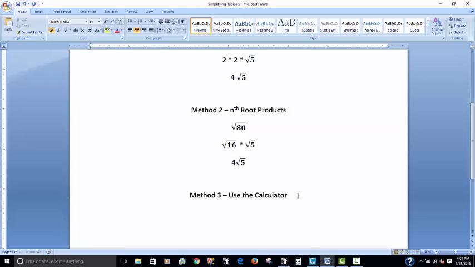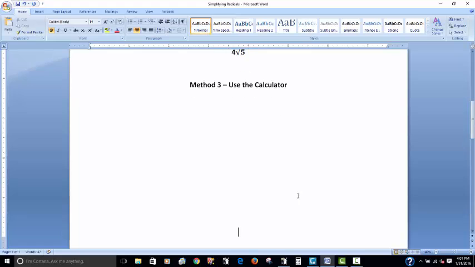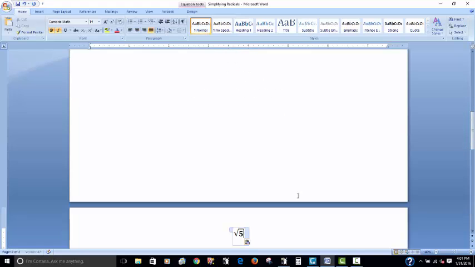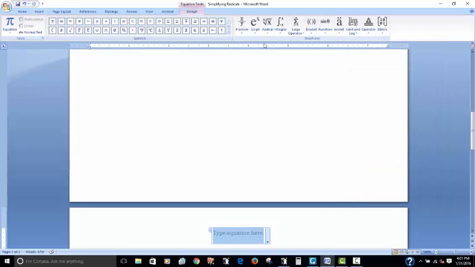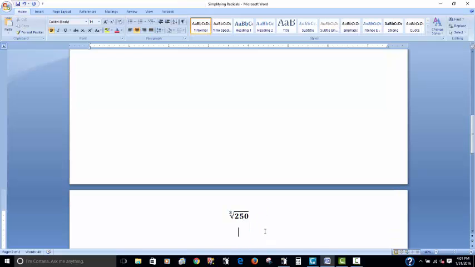All right, so let me just go on to another page here. Let's try an nth root, of something else. Third equation, and say a radical. Let's try the cube root of 250. Okay, first, the prime factorization way.